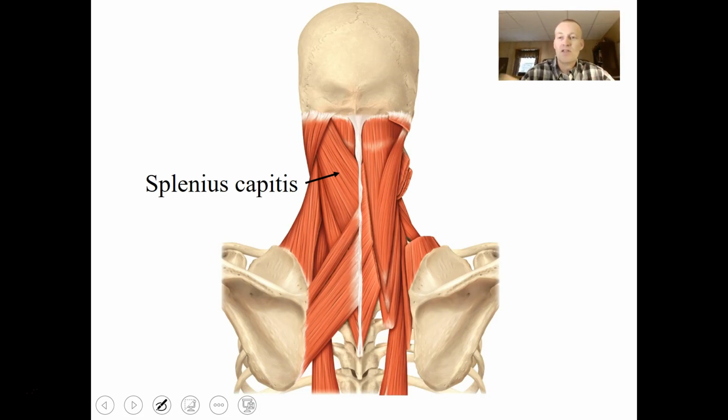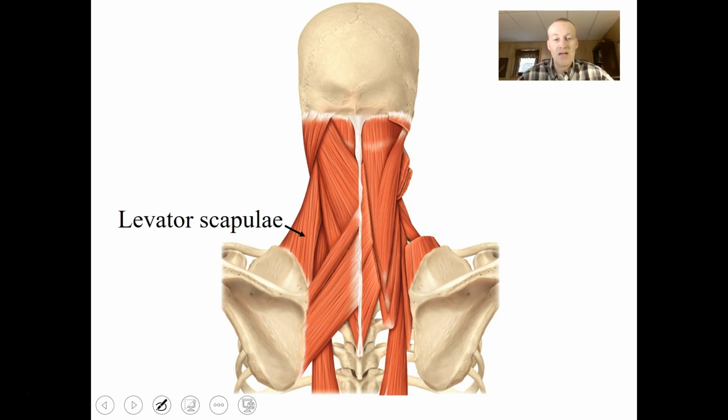Moving into some back neck muscles, we have the splenius capitis. And this is going to allow you to move your neck in certain areas or certain ways. Then we have the levator scapulae. It's going to elevate the scapula. So the levator scapulae.